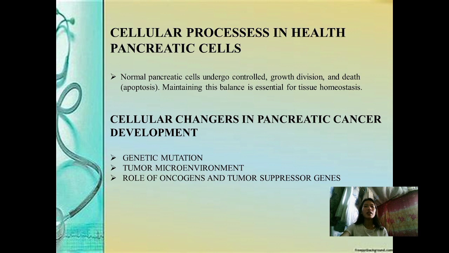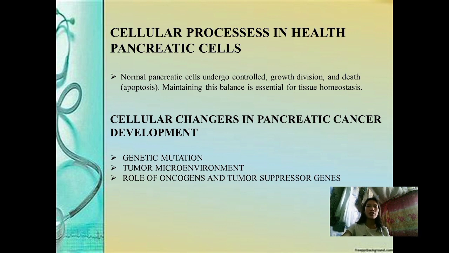Understanding and targeting this complex interplay between cancer cells and their microenvironment is crucial in developing effective treatments for pancreatic cancer, as these interactions significantly impact the tumor's growth, spread, and response to therapy. Last, we have the roles of oncogenes and tumor suppressor genes. Oncogenes and tumor suppressor genes are crucial players in regulating cell growth and preventing cancer.